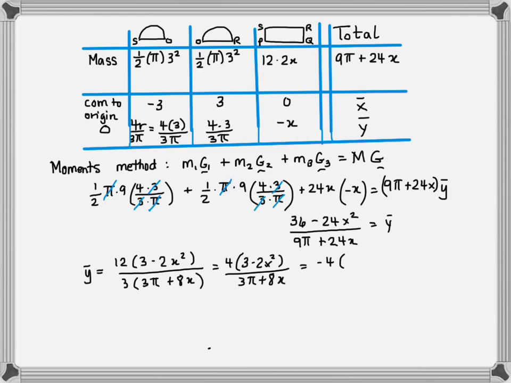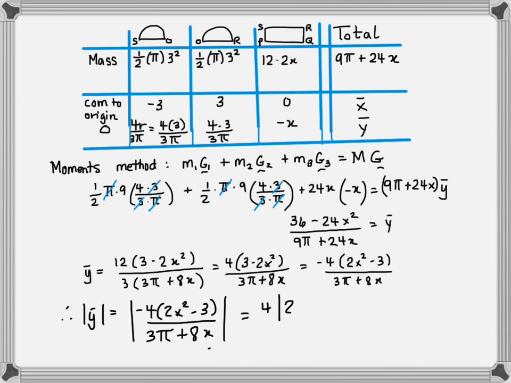Now you can also pull out a -4. Now read the question again. What are they looking for? They're looking for the absolute value. So let's take the absolute value of the y bar. And now we have given them what is required.